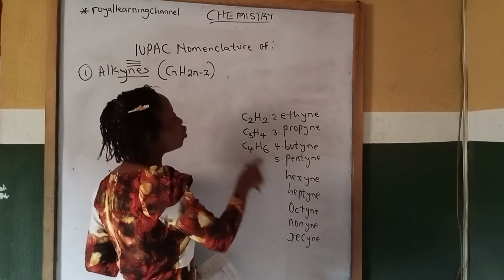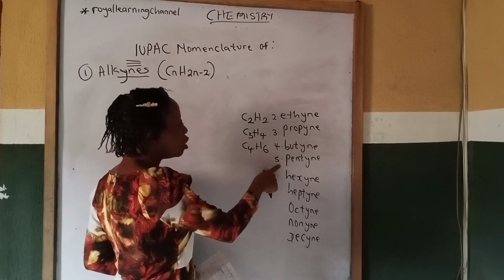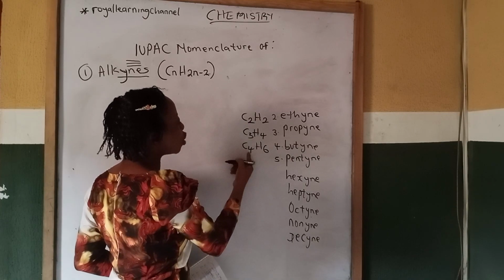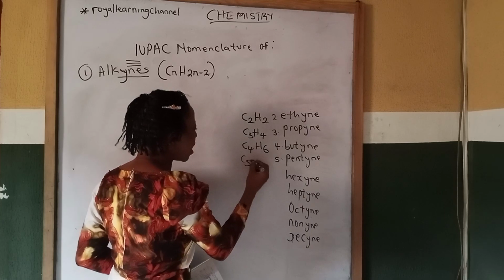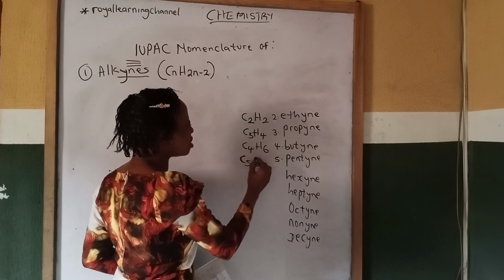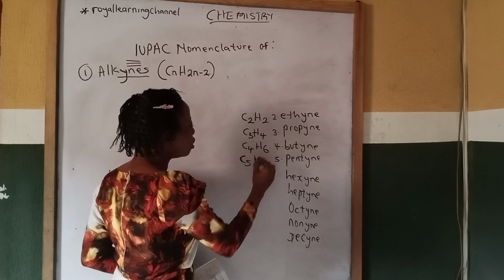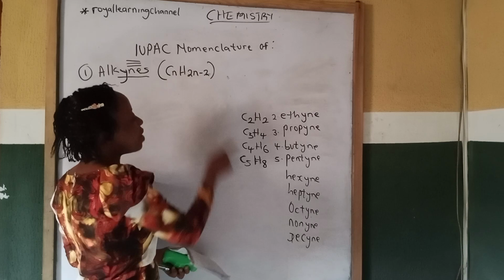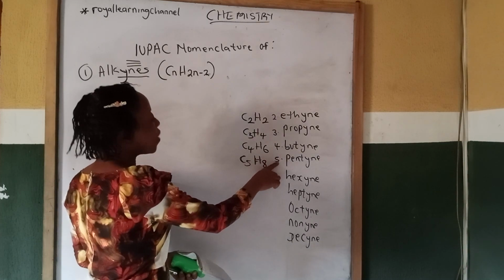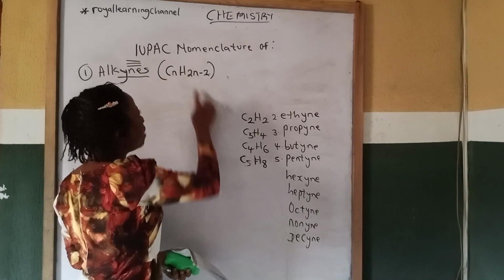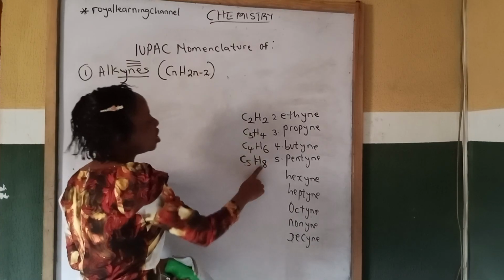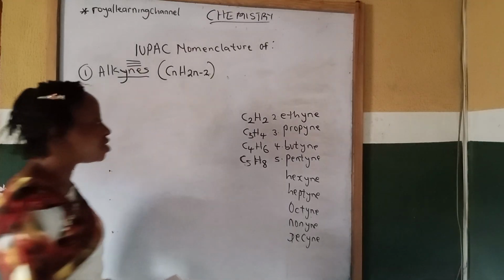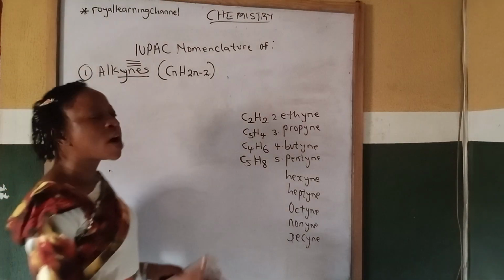Now, if I want to derive the molecular formula for pentyne without using my general formula, just add CH2. That is, 1 carbon atom to this C4 will give me C5. Then 2 hydrogen atoms to this 6 will give me H8. So C5H8. Then if you use your general formula, you are still going to arrive at the same thing. My n will be 5. C times 5 will give me C5. 2 times 5, 10. 10 minus 2 will give me 8. And so on and so forth. So you can continue like that and derive the molecular formula for other members of alkyne.